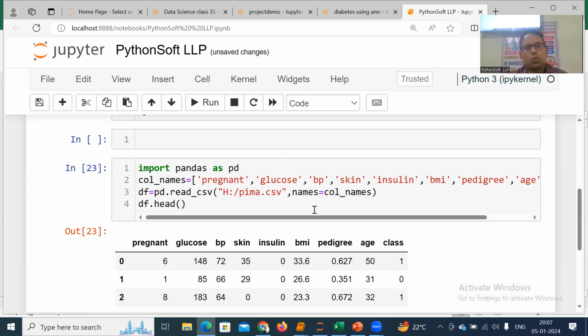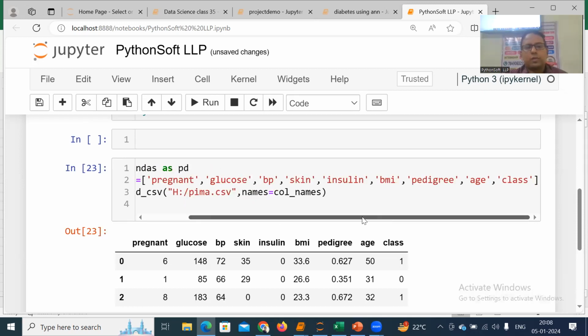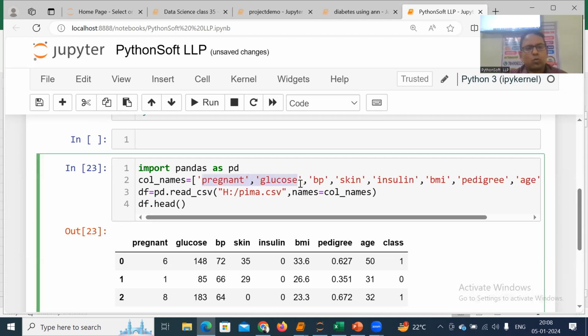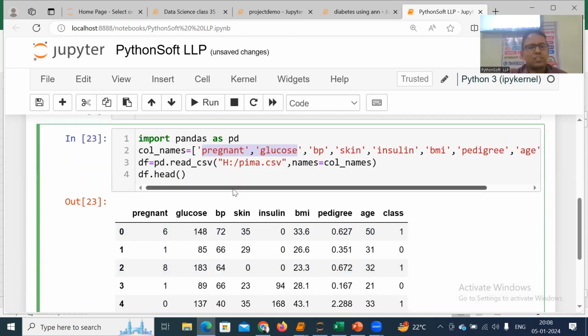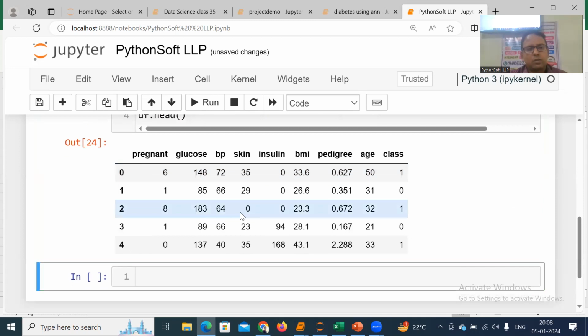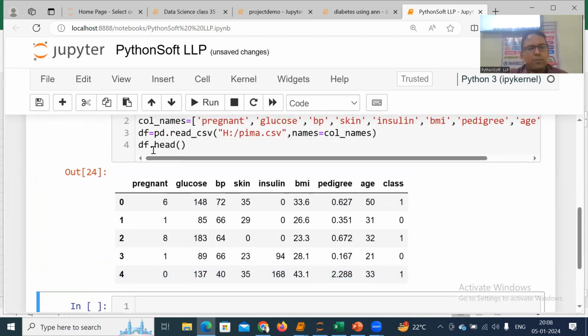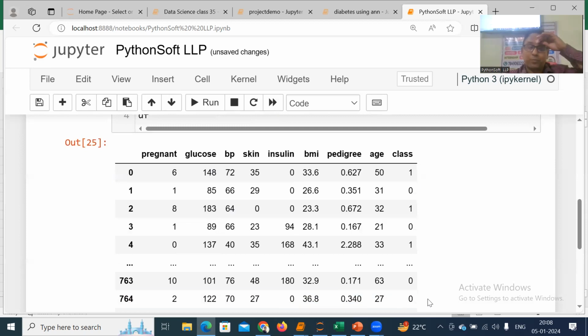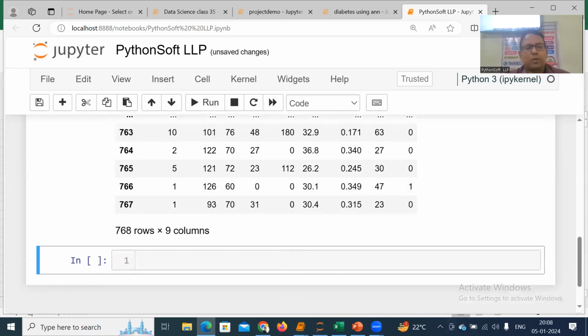To load those data in our program, I have to use a library called pandas. Pandas is the Python data analysis library. These are column names: pregnant, glucose. This is my data set. So first of all, I load the data. Head means I have displayed only 5 rows. If I only write DF, DF stands for data frame. This is the data frame. So I have 768 people's data with 9 columns.